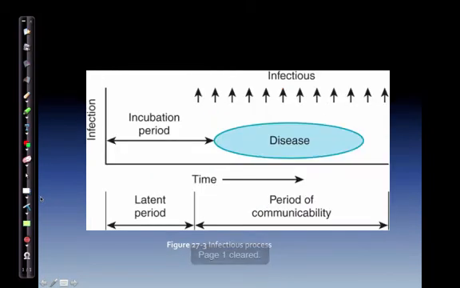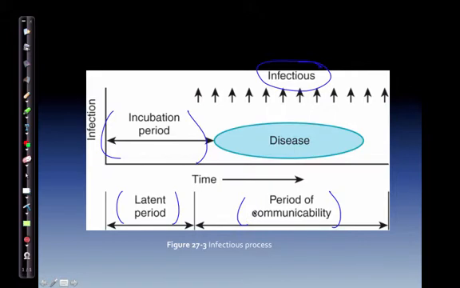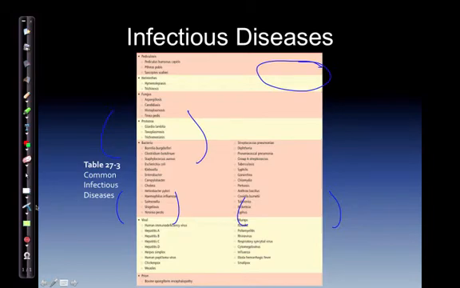And this is figure 27.3, infectious process. There's a certain incubation period during which the disease proliferates in the body. Once the patient becomes infectious, they can spread the disease to other people. The incubation period is also called the latent period. The infectious stage is the period of communicability, which means that they can pass it on to somebody else. There are tons of infectious diseases. This is a table in your book, 27.3, common infectious diseases. Please look over them. We're going to talk about a few of them here.